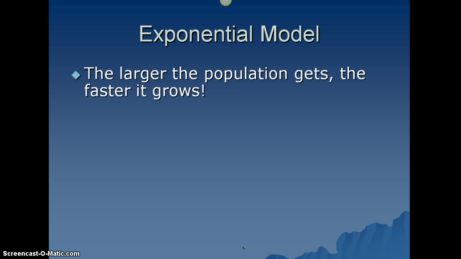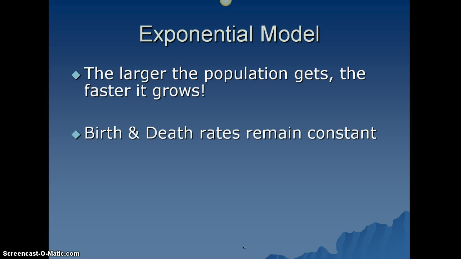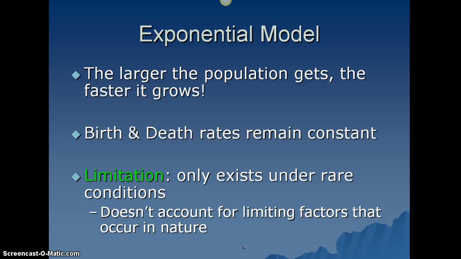So the exponential model is the larger the population gets, the faster it grows. Birth and death rates remain constant. And the limitation that exists will only exist under rare conditions. So it doesn't account for limiting factors that occur in nature, and we'll talk about those in just a minute.